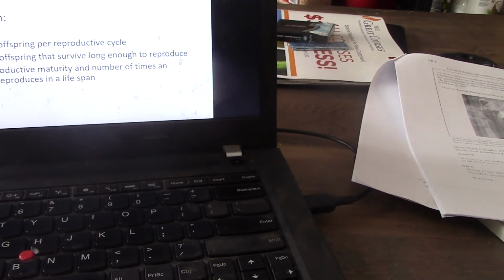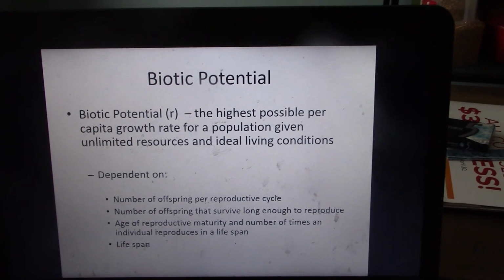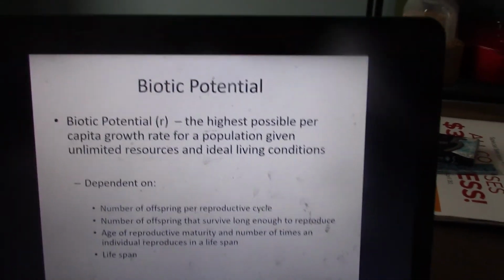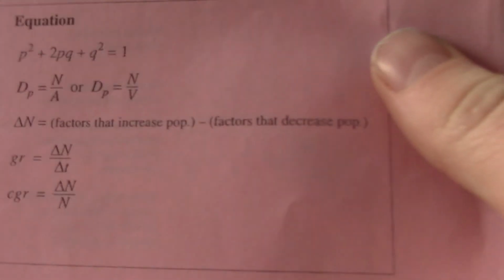So, almost done with the equations that you guys need to know. Actually, I think that is the last equation. So you guys have Hardy-Weinberg, right? That was the whole first half of the unit. You need to know your density equations. You need to know your growth equations, your growth rates, your per capita growth rate equations. Okay, these are the equations that you need to know.